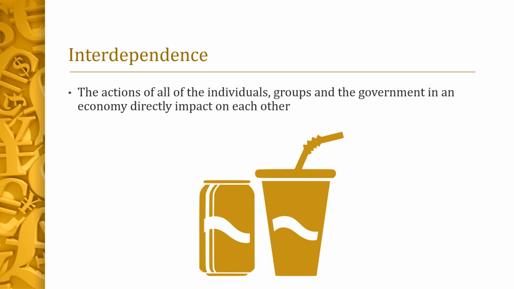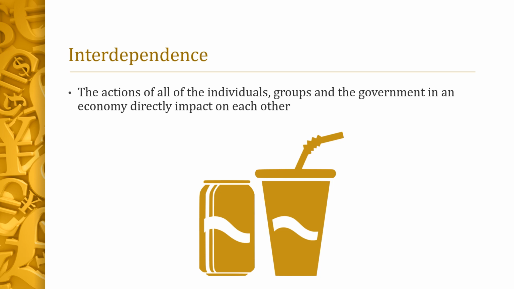Interdependence is the concept that the actions of all the individuals, groups, and the government in an economy directly impact on each other. An example of this can be seen with the sugar tax. The sugar tax was introduced by the government because they thought that obesity was putting a strain on the health service. In response to this, producers of sugary drinks and other sugary products either reduced the amount of sugar in their products or switched to sugar substitutes. Consumers, faced with higher prices, chose the new drinks that had lower sugar in them or had to pay a higher price.